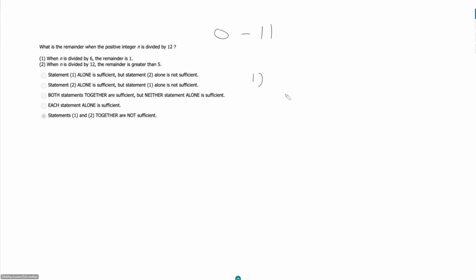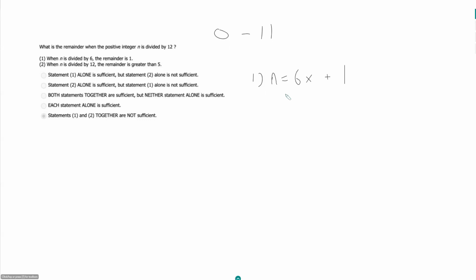Statement 1 says when n is divided by 6, the remainder is 1. This sort of statement format is something I'm very used to recognizing, because I can translate this into an equation. Sometimes I present it this way: when something is divided by something, the quotient is something, and the remainder is 1. So in this case, what they're saying is n is equal to 6x, where x is just some quotient, or some integer multiplier, plus 1.